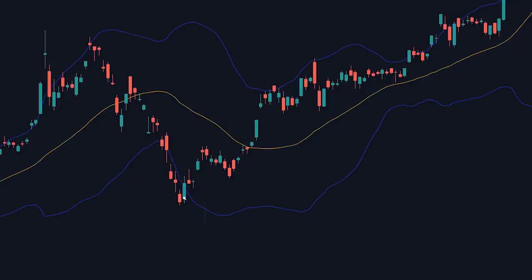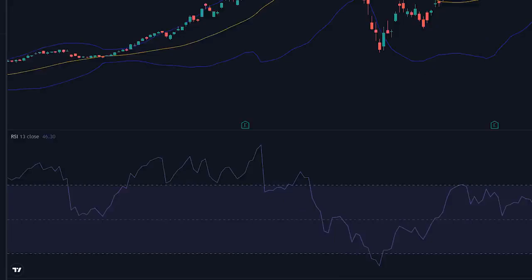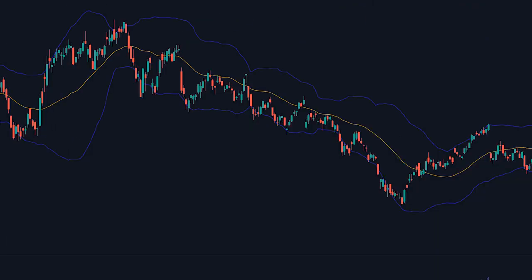Simple enough, right? Well, if you did this by itself, odds are it wouldn't work too good. That's why we added the RSI earlier. So, as you can see in this example, the price went above or below the Bollinger Bands many times, giving lots of false signals.